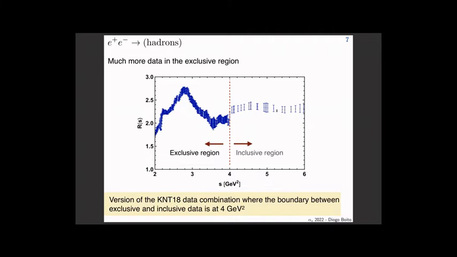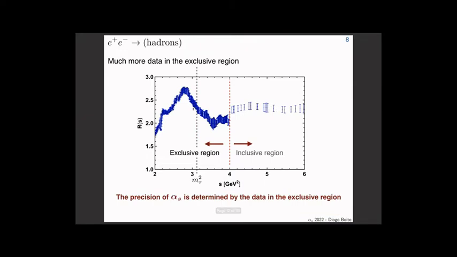In the original KNT combination, the transition between these two was at lower energies. But for us, it's convenient to push this as much as possible. So now the transition in our data set is at 4 GeV squared, so that we have a larger window above m tau squared with a high density of data points, so that we can exploit this window above m tau squared to do our fits. And I'm going to discuss what happens if you go into this region here.